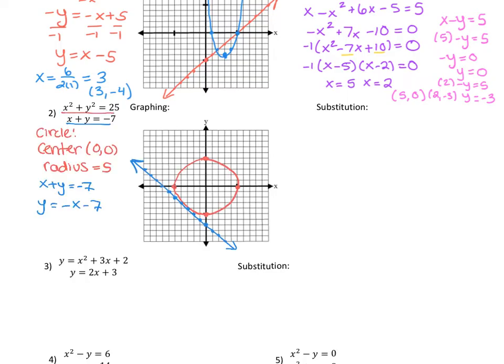So when I graphed the circle with center at (0, 0) with a radius of 5, and I graphed my line, I can see that my line kind of grazes my circle. So it's really hard to tell where the solutions are. But I'm looking really closely. I'm going to say that my solutions are at (-4, -3) and (-3, -4).